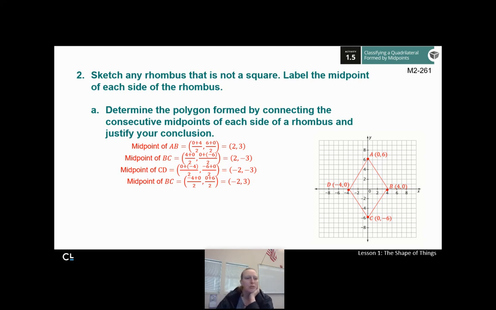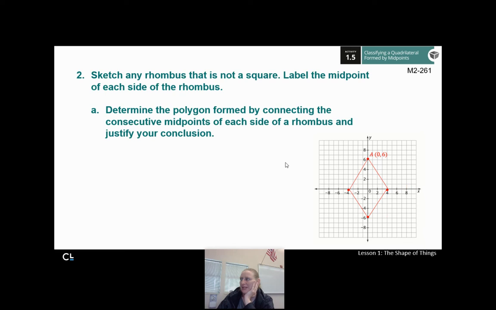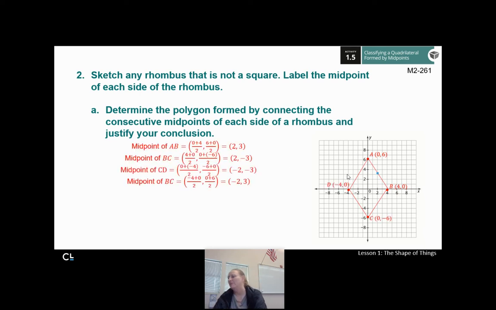Uh-oh, I lost all my blue stuff. Where'd my blue stuff go? I lost my blue points, didn't I? That's very sad. Oh, well, we'll get there. And of course, the midpoint of, pardon me. I just have a lot of typos in here today, don't I? Oh my gosh, Miss Scott, what are you doing?